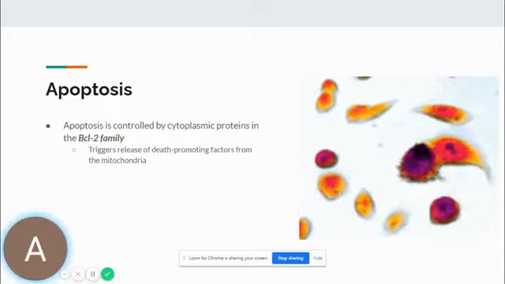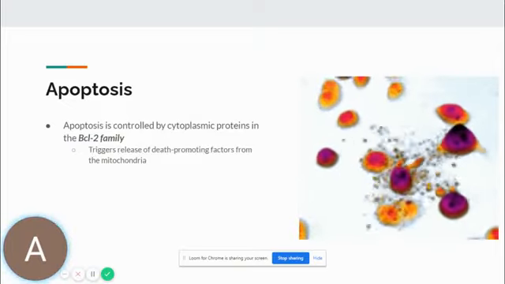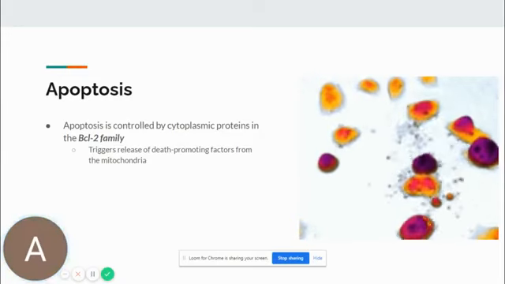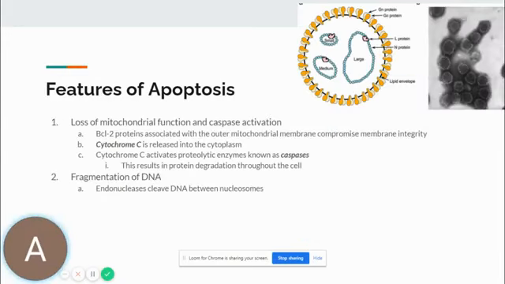It is controlled by cytoplasmic proteins in the BCL2 family, which trigger the death-promoting factors from the mitochondria. So, features of apoptosis. What are the features, how does it happen? Once the cell decides, okay, I cannot replicate anymore because there's already too much DNA defect, there's a lack of resources, I'm not needed anymore, what happens? There's loss of mitochondrial function and caspase activation.